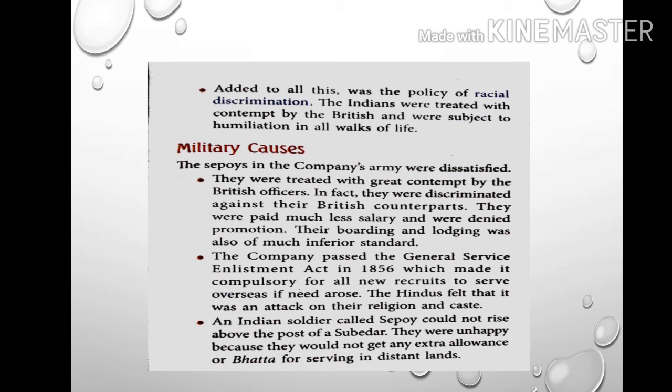And there was an Enlistment Act, which was passed in 1856, and it made it compulsory for all new recruits to serve overseas, means somewhere outside India. An Indian soldier couldn't rise above the post of Subedar and they were denied allowances.